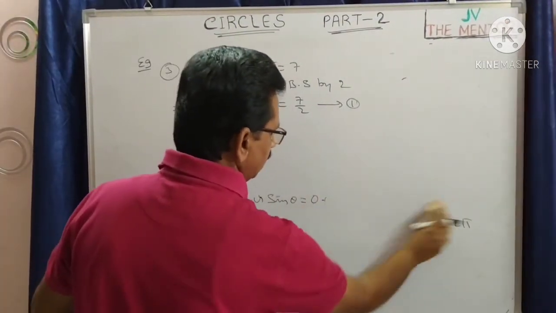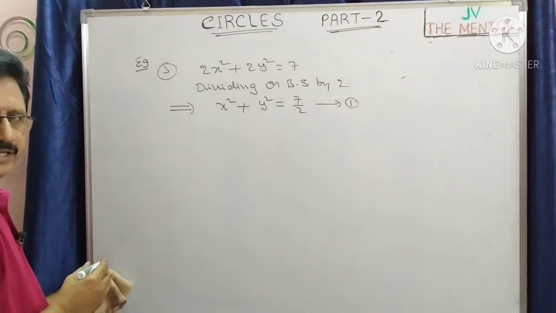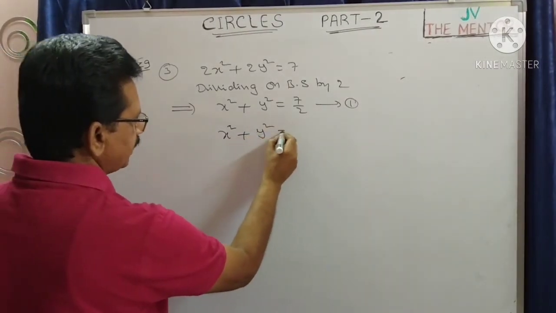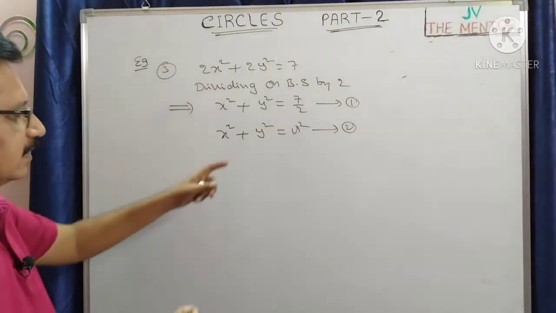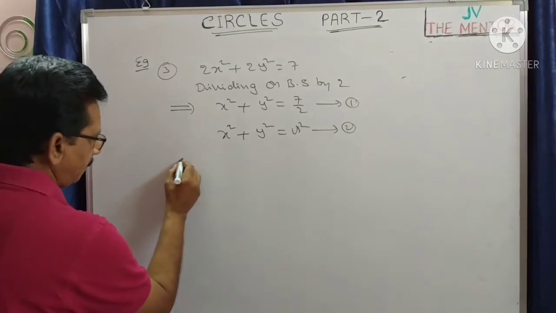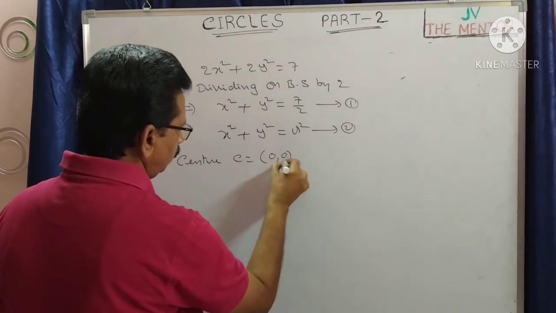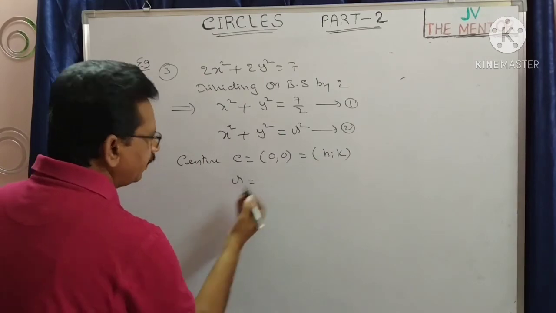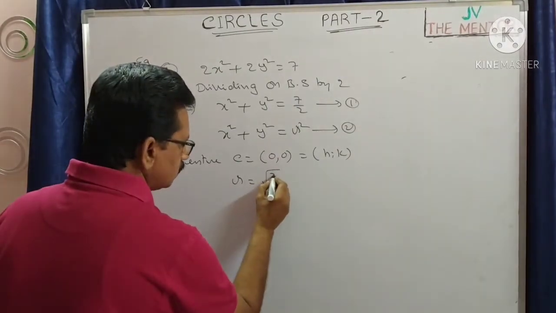Now the equation of the circle with the center at origin and radius r is x square plus y square equal to r square. That is the equation number 2. Okay, now here center 0, 0, radius r. So center is 0, 0. C equal to 0, 0. That is h, k. And radius r equal to, here r square equal to 7 by 2. R equal to root of 7 by 2.